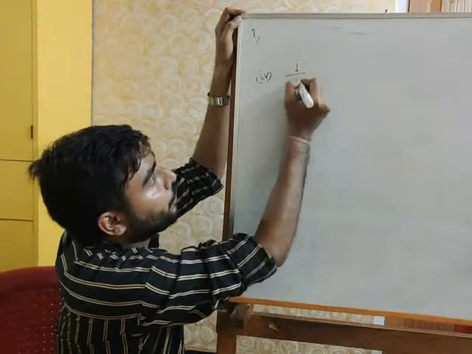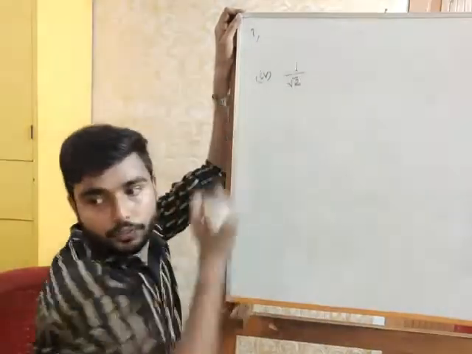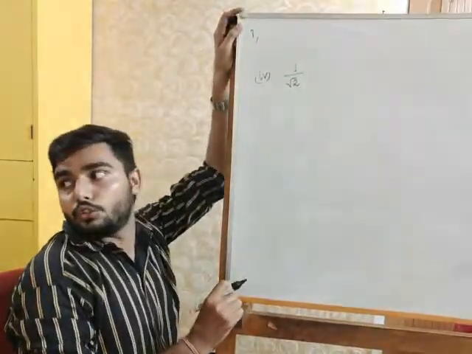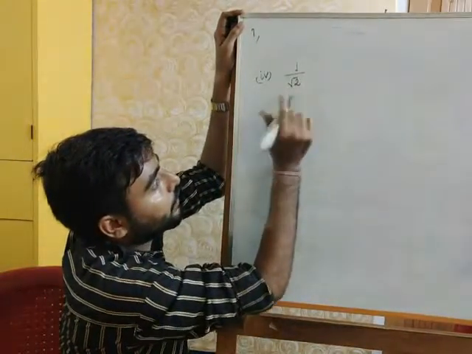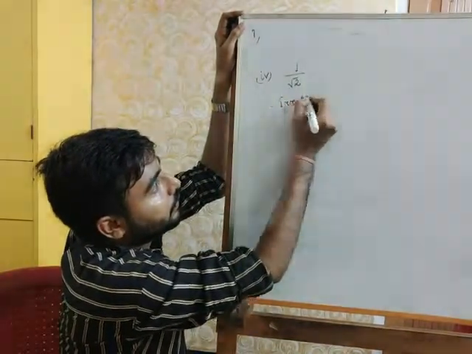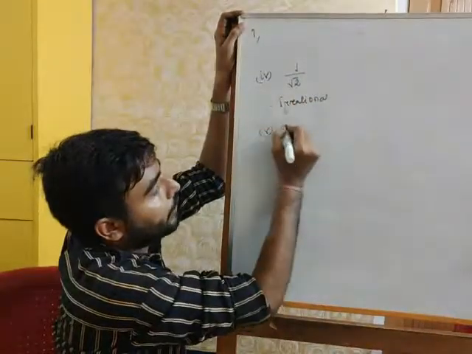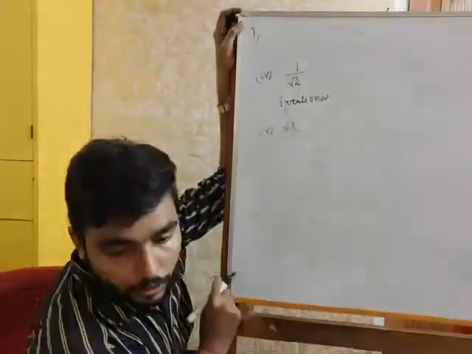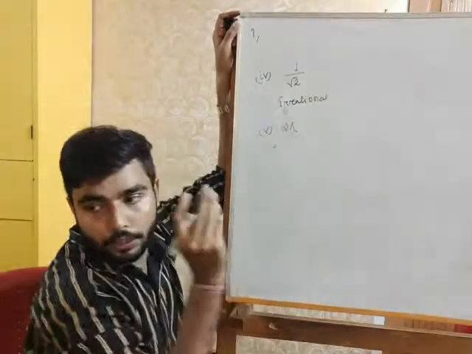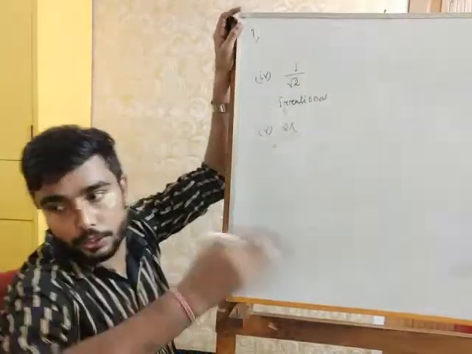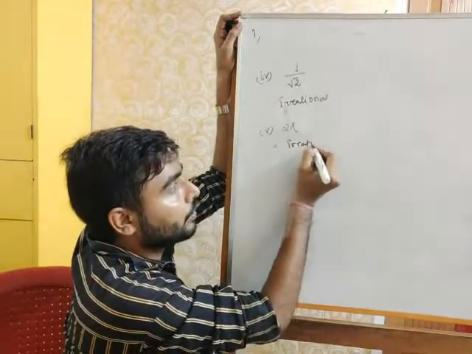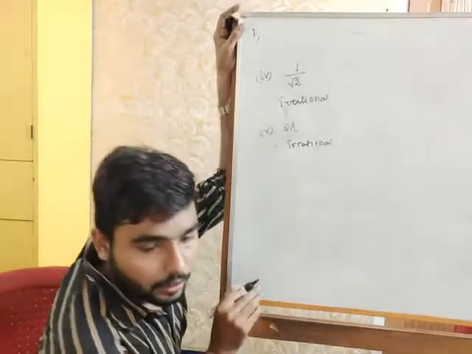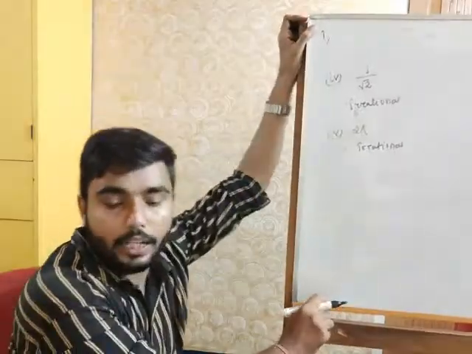1 by root 2. You can see 1 is rational and root 2 is irrational. So 1 by root 2 is irrational only. Number 5, 2 pi. Okay, we all know pi is an irrational number and 2 is rational. Rational into irrational will give you irrational only. So it is also irrational. Anyone got any doubt till here?